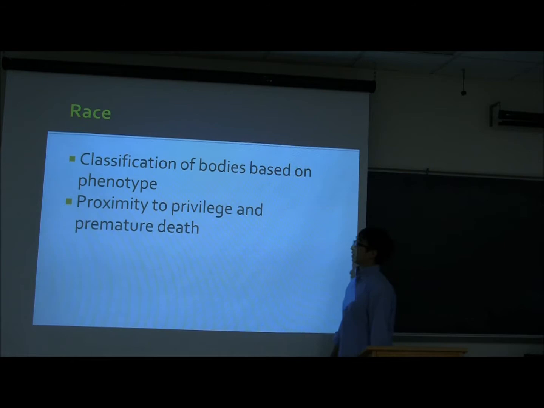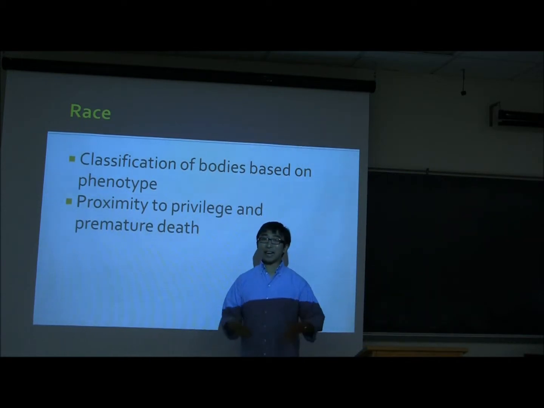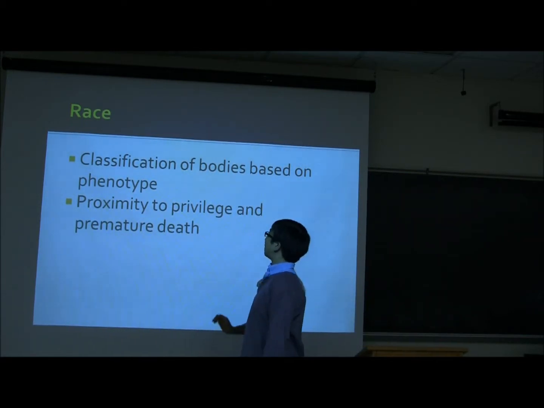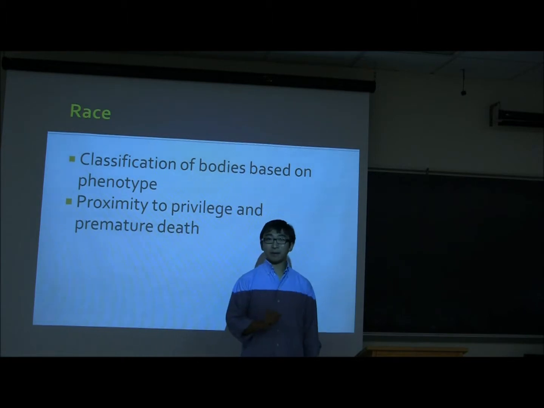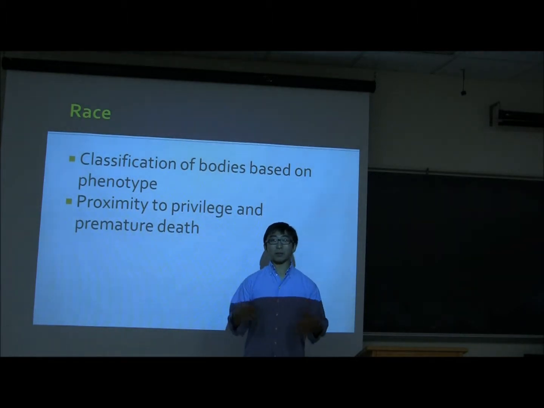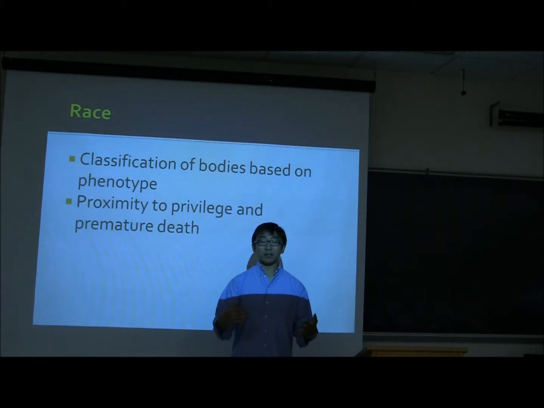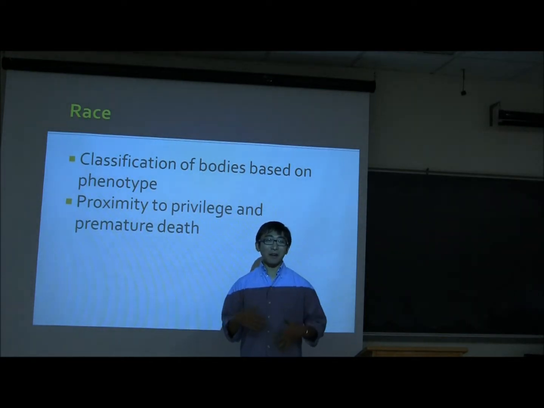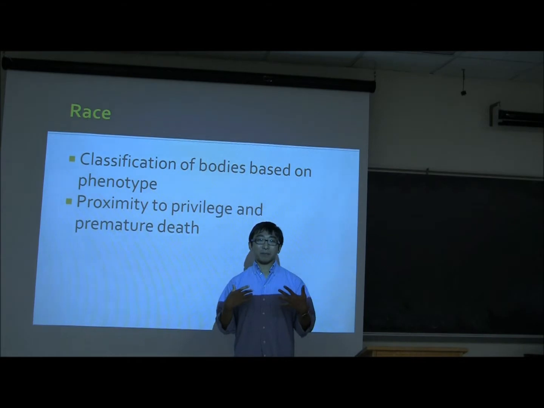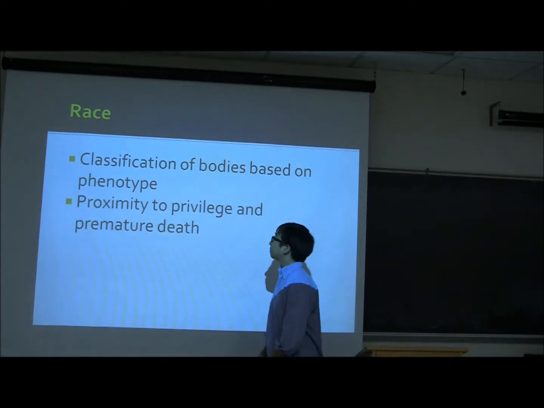So first up is race. Race we can understand as the culturally specific classification of bodies based on phenotype. So then here we're thinking about those bodily features that we use to tell if a person belongs to one race or another. For example, hair color, hair texture, skin color.